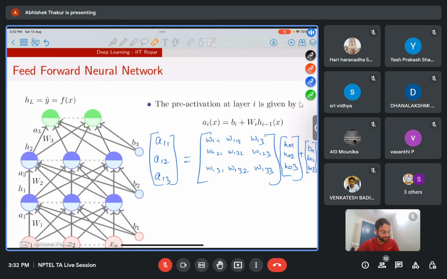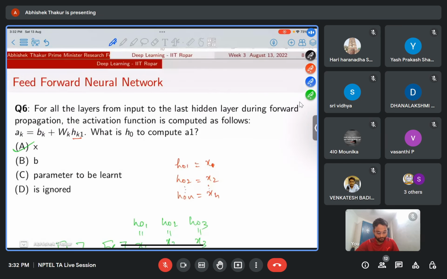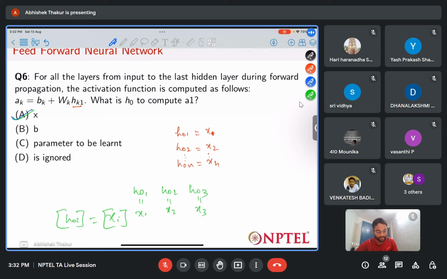Okay, so here you can see that the initial activation function, that is the h vector here, is simply equal to x1, x2, up to xn. If we have taken three neurons here, these are h naught 1, h naught 2 and h naught 3. So the correct option is x.